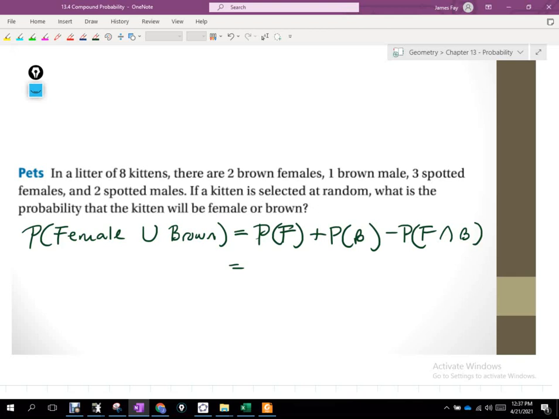So what's the probability of being female here? How many cats are female? 5 out of 8. How many are brown? 2 brown females and 1 brown male, so 3 brown ones. What's the probability of being female and brown? 2. So what does that give me? 6/8, which reduces to 3/4.